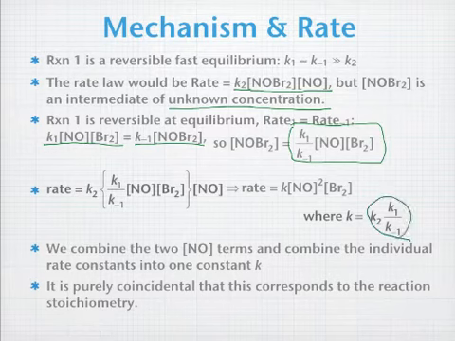Doesn't matter how we got to there, the fact that we have three constants coming together to form a single constant should be fine. And in this case, it's purely coincidental that this rate corresponds to the reaction stoichiometry. That is not always going to happen. In fact, don't necessarily look for that to happen.